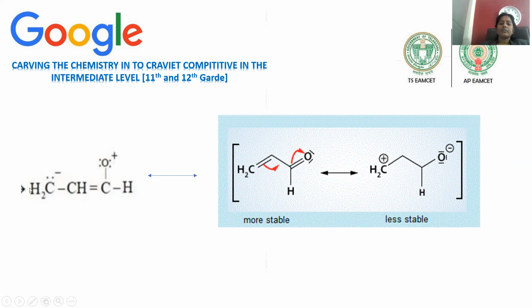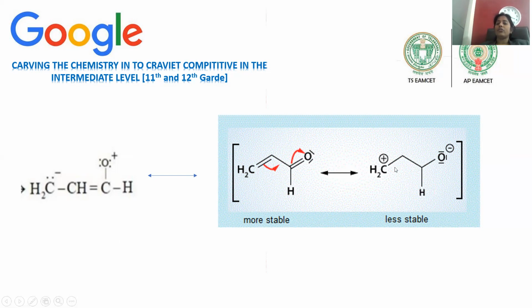This is condition number 2, this is condition number 1, this is condition number 3. Obviously, the uncharged one will be more stable, that is already confirmed. Now, there is an ambiguity between structure 2 and structure 3. How can we say this will be second one and this will be third one in the stability order?